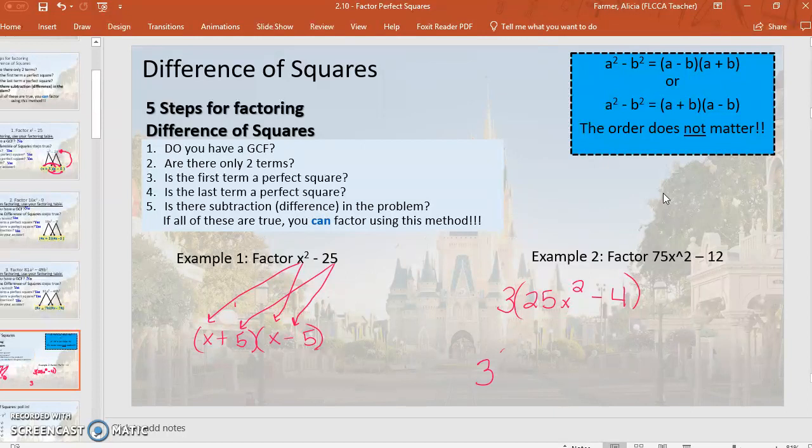So my 3 still stays, and I'm going to do 2 new parentheses. 25 breaks down into 5 times 5. X squared is x times x. And 4 is 2 times 2. And then it doesn't matter which one gets a minus sign, as long as one of them does.